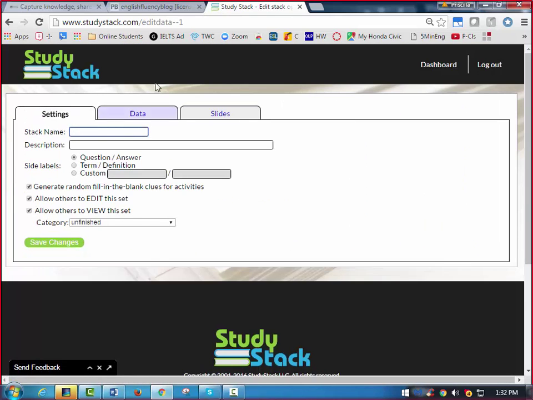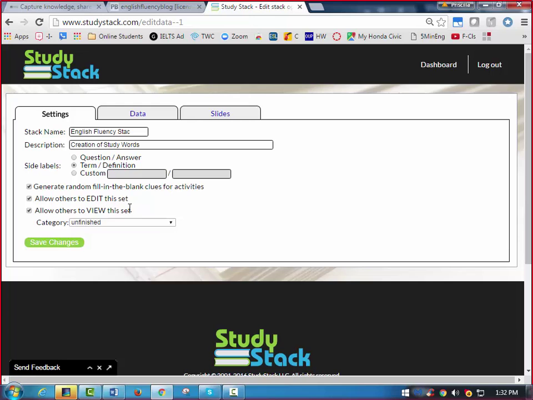I'm going to call this one the English Fluency Stack, and Creation of study words. This is what I'm calling it. I can have question and answer, term and definitions, custom. I'm going to have the term and the definition. That's what I want mine to be. I'm going to do nothing more.